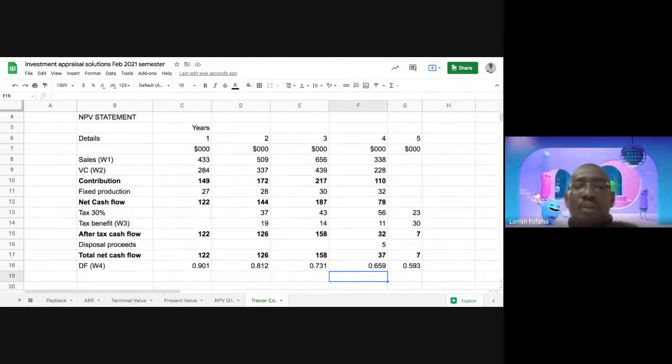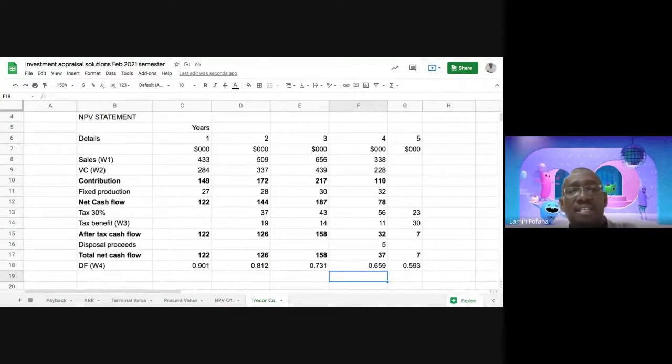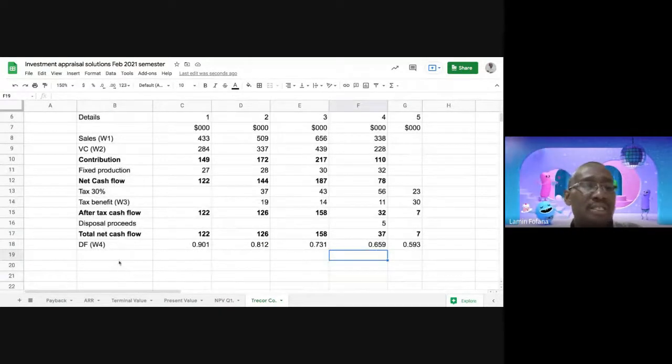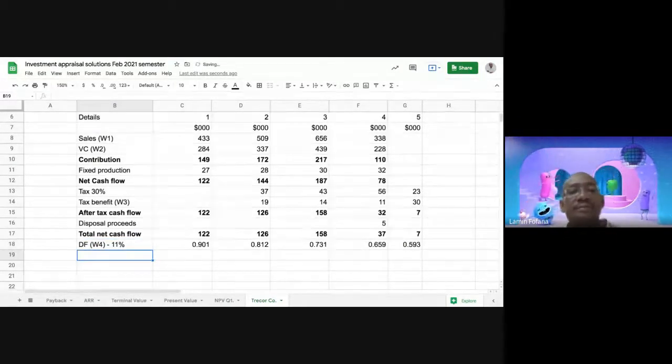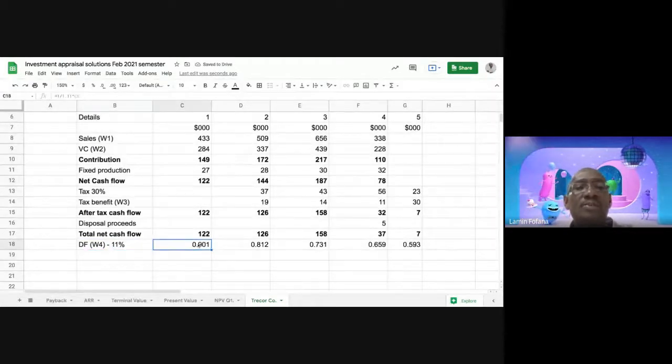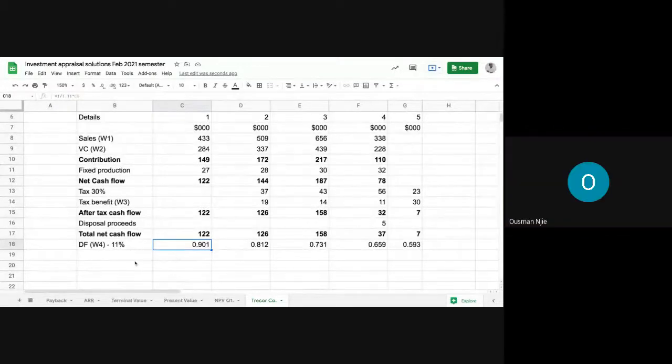So our first DF is 0.901, 0.812, 0.731, 0.659, 0.593. I guess you are all experts in calculating discount factors now. So we're going to say workings and then we'll put 11% here to make it clear. Is that clear, everybody? We're all experts in calculating discount factors, isn't it?